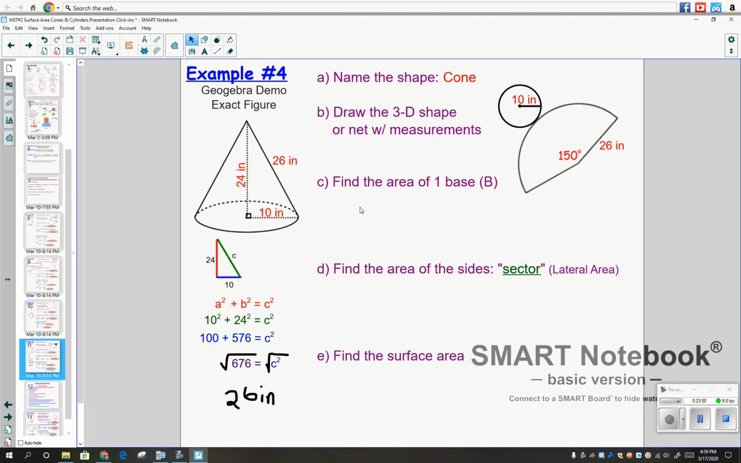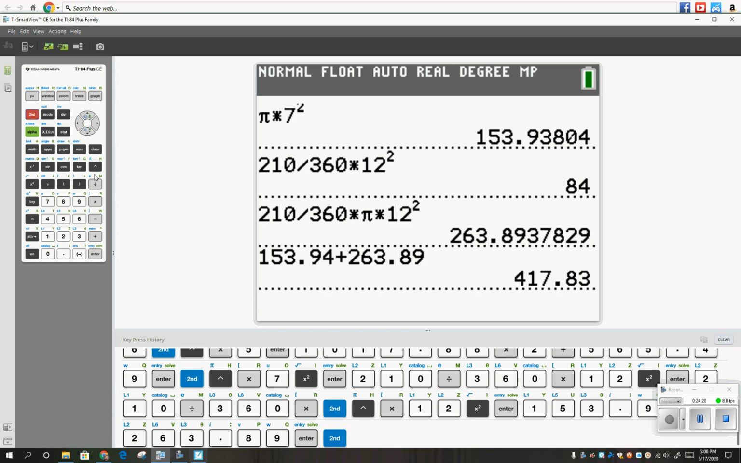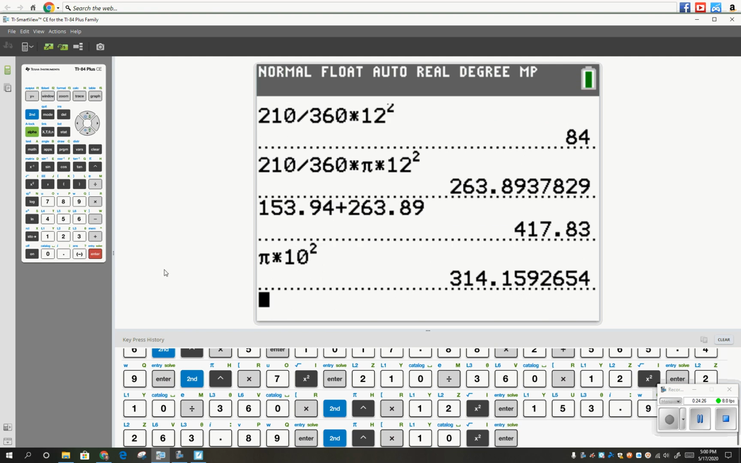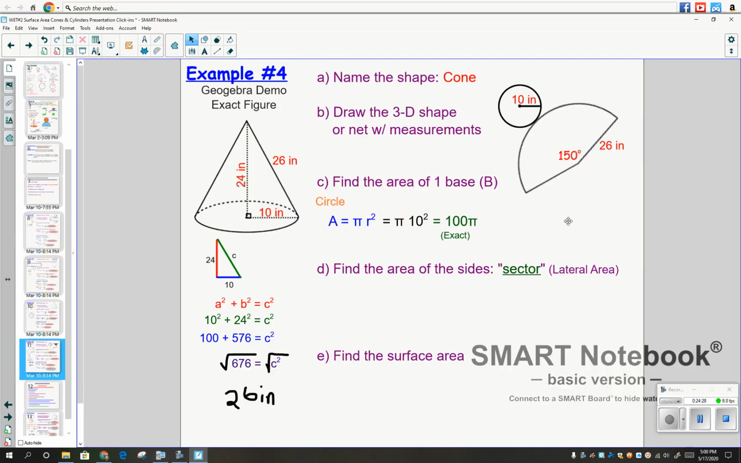Well, let's find the area of the base. Again, the base is a circle, area is pi r squared. The radius of the base is 10, so it's pi times 10 squared. If I want the exact, I would just do 10 squared, which is 100. We're looking for the decimal approximation, so we'll do pi times 10 squared. End up with 314.159, which rounds to 314.16 inches squared.